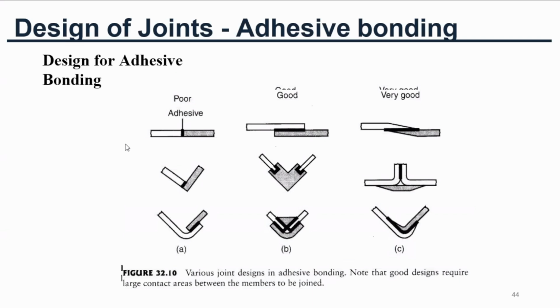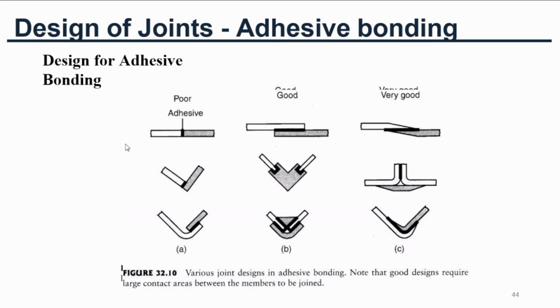So a poor joint causes the bond to fail. In the poor one, you can see the corner is very sharp. This makes the load try to peel from an edge, so only a thin line carries the force.